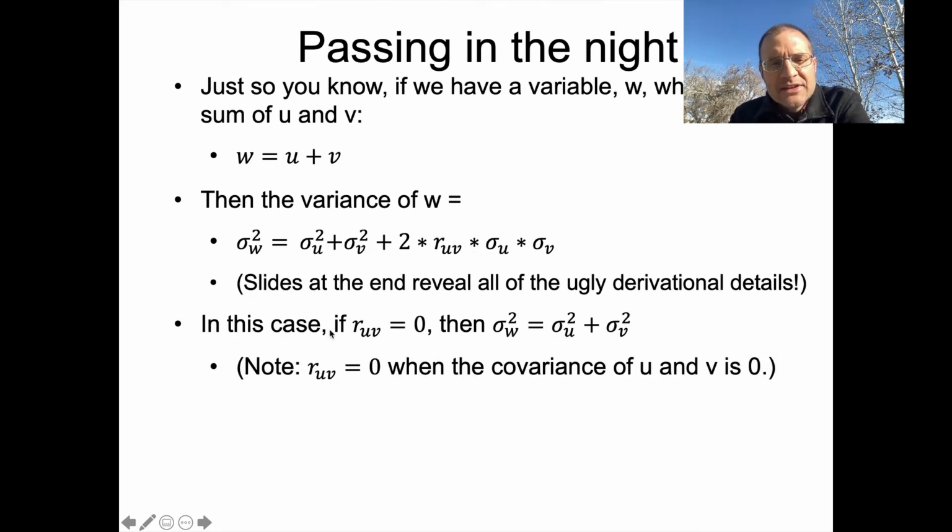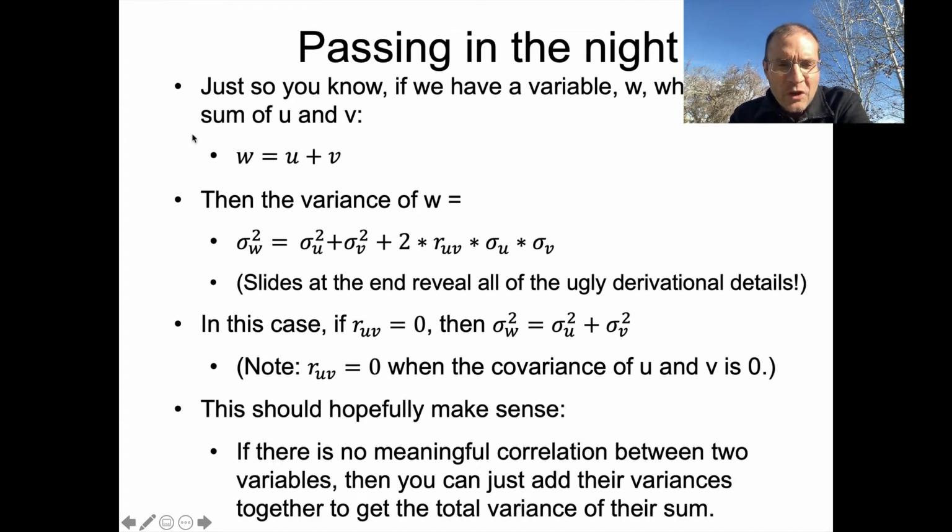The interesting case is that if that correlation is 0, then the variance of W just equals the variance of U plus the variance of V. So we cut out all this covariance stuff and the standard deviations of the two variables themselves, and we're left with a pretty simple equation: the variance of W equals the variance of U plus the variance of V. That's in this idealized case where the correlation between those two variables is 0, but that should hopefully make sense. If there is no meaningful correlation between two variables, then you can just add their variances together to get the total variance of their sum.